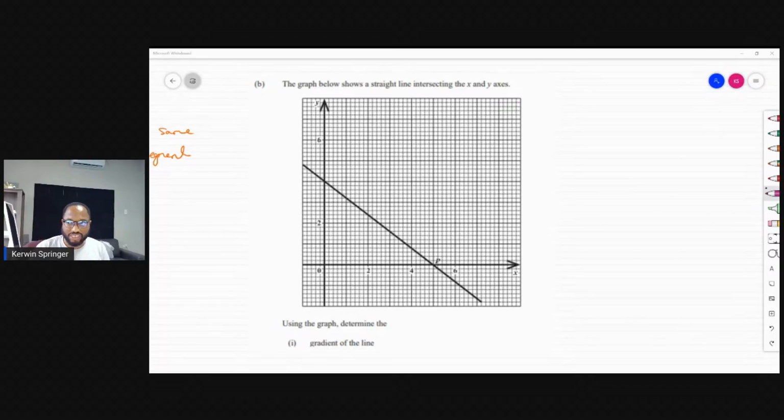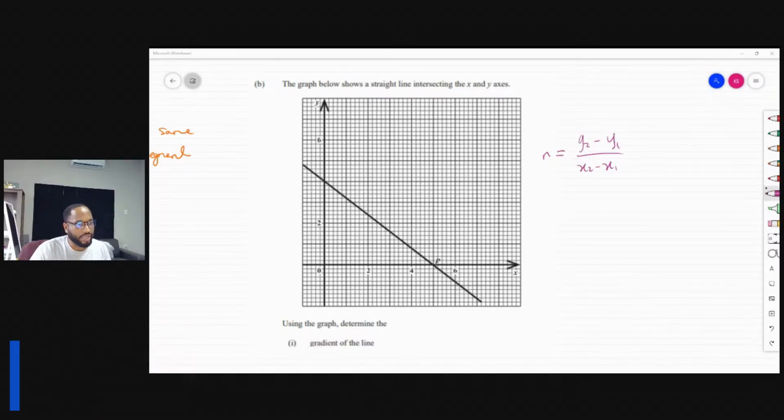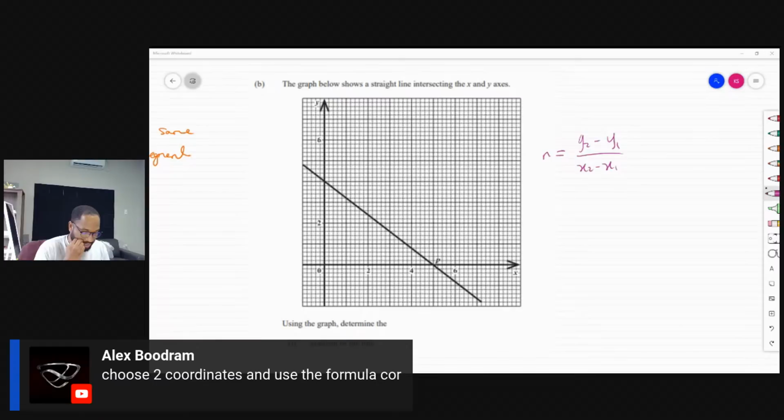Well, yes, the gradient of a line is y2 minus y1 over x2 minus x1, but you're not explaining to me how we're going to get it. Choose two points on the line. Alex gave me that, that's what I meant.